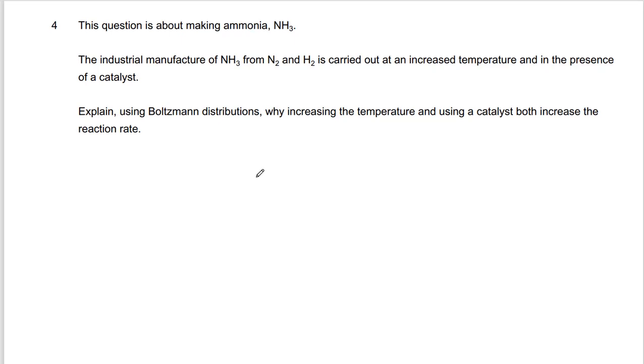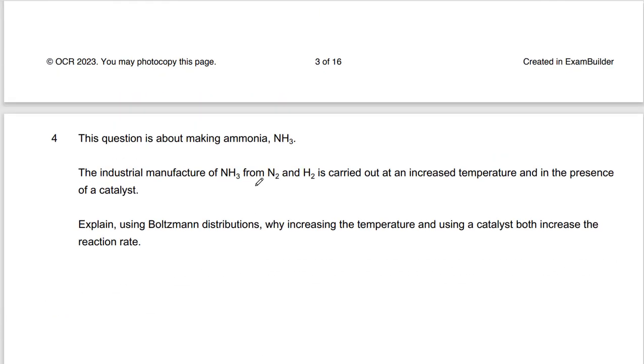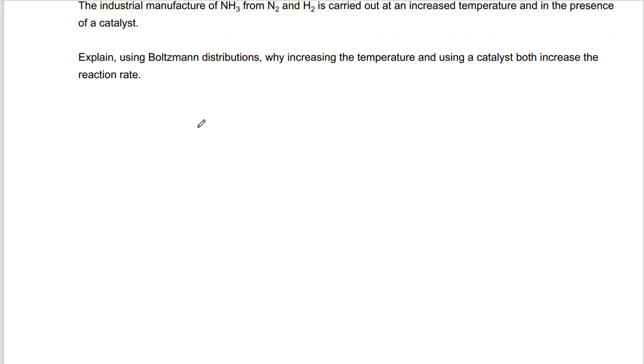So this is a cover-all question. This is a 5 marker on Boltzmann. This is an absolute dream of a question. So all this is nonsense at the top. It's just about making ammonia. The question is, explain using Boltzmann distributions why increasing temperature and using a catalyst both increase the reaction rate. So this is basically saying just draw everything you know about Boltzmann.